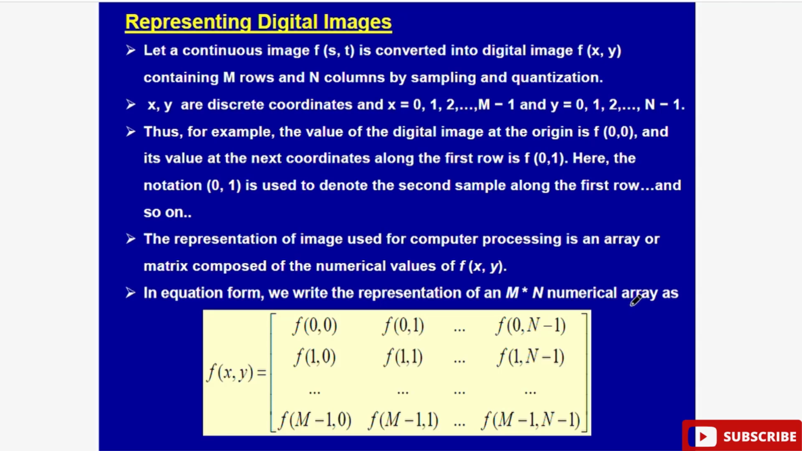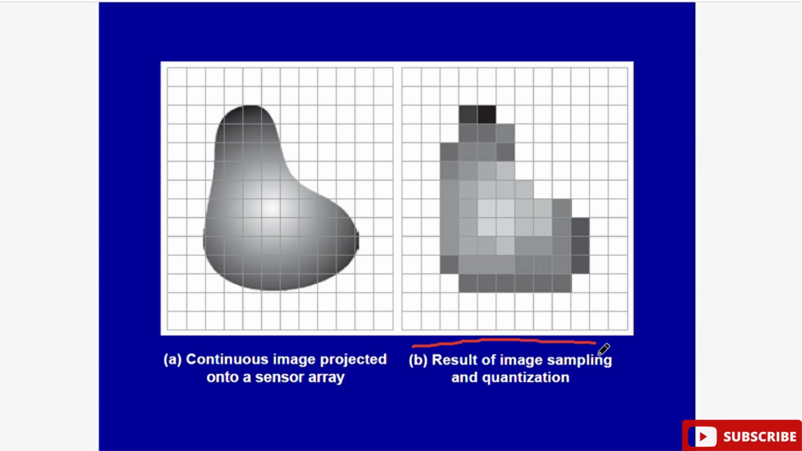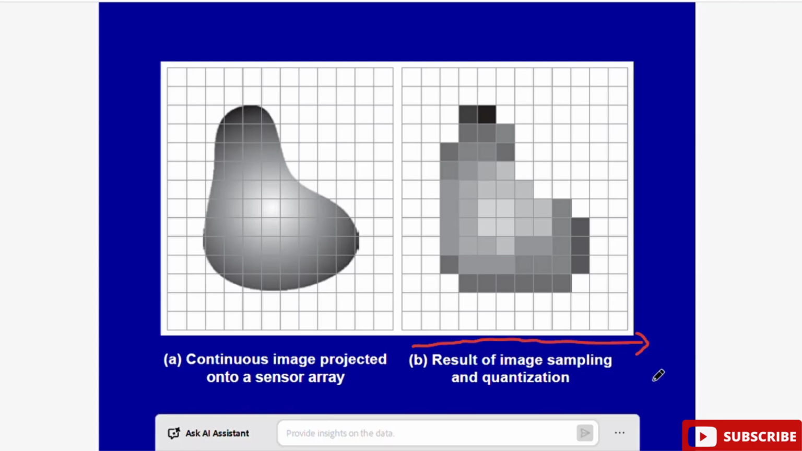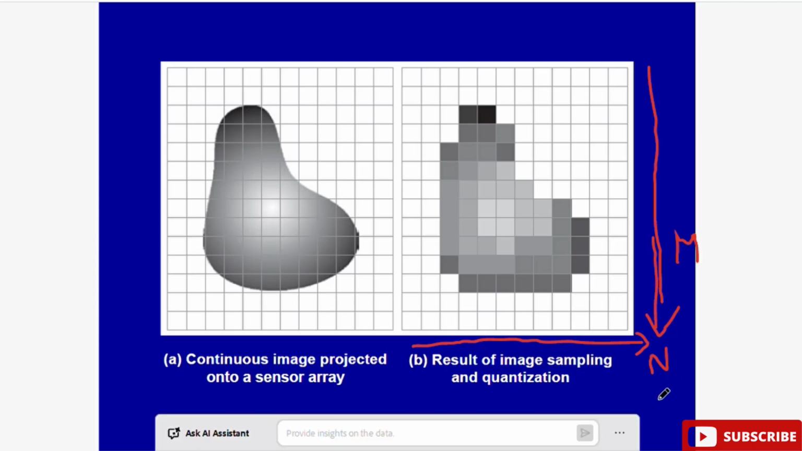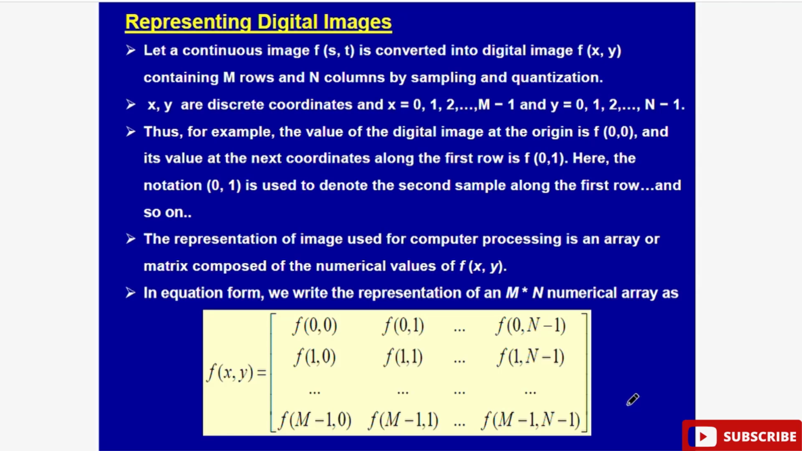So now this is a small thing regarding representing digital images. Image can be represented as an array. Yes, a continuous image is converted into digital image f of x comma y, and see the rows in the image are m and the columns are n. Means if you see this is all columns, N columns means this is all columns, second column, third column, rows m. Okay, so this is m by n image, m rows and n columns.